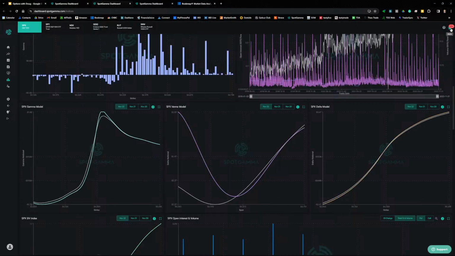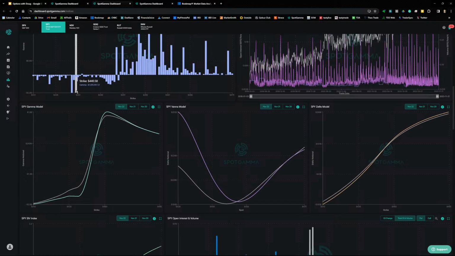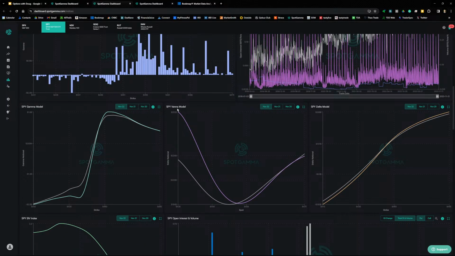All right, let's take a look at SPY. SPY trading right around the call wall at 455. So that's also right at the bottom of the curve.